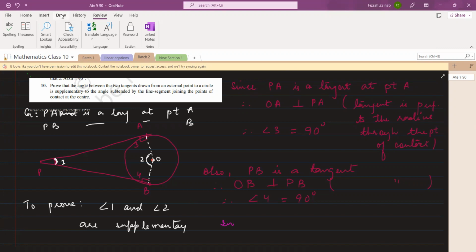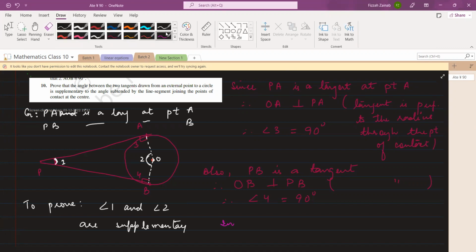So please see here. Basically in this question, you have to show that angle 1 and angle 2 are supplementary, right? We are doing what we have already done in so many questions. One by one, we take a tangent and the radius is perpendicular, and therefore angle 3 is 90. Similarly, angle 4 is 90. Okay, now you come to the quadrilateral.